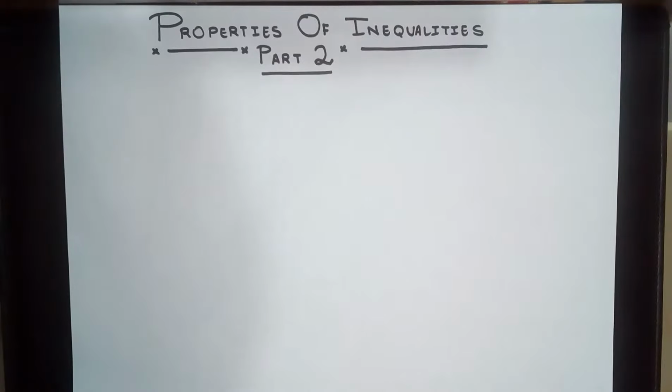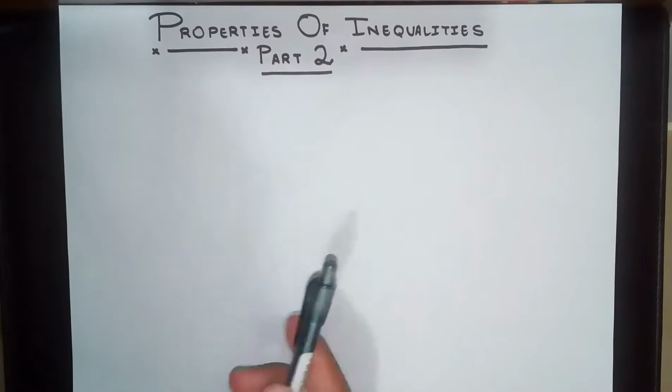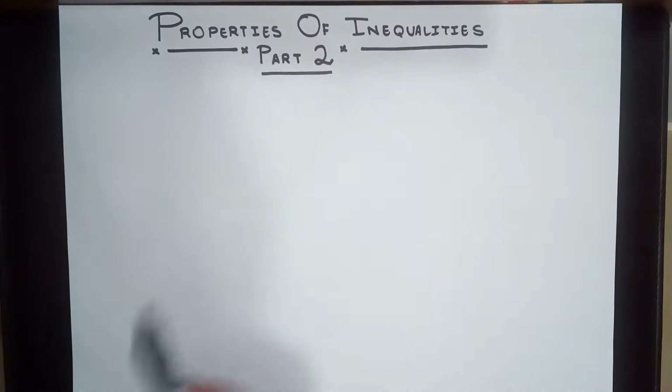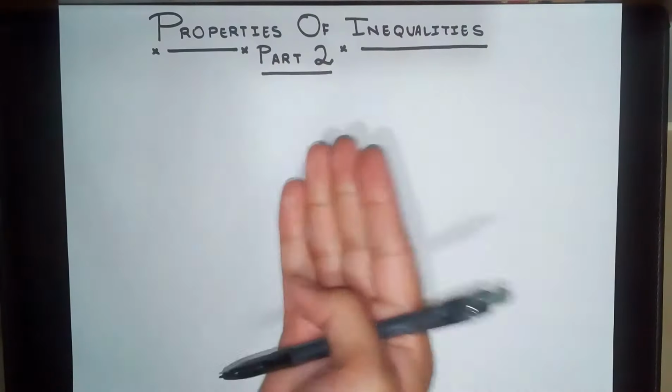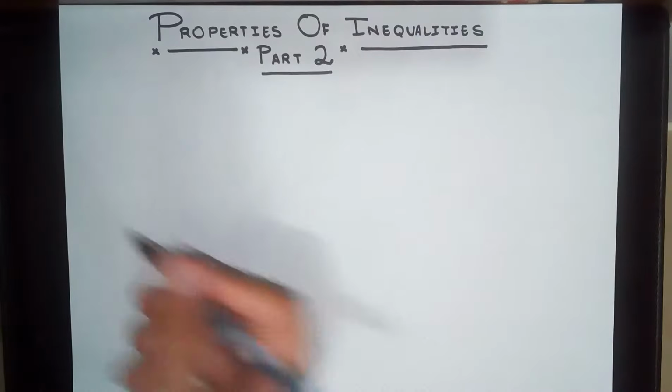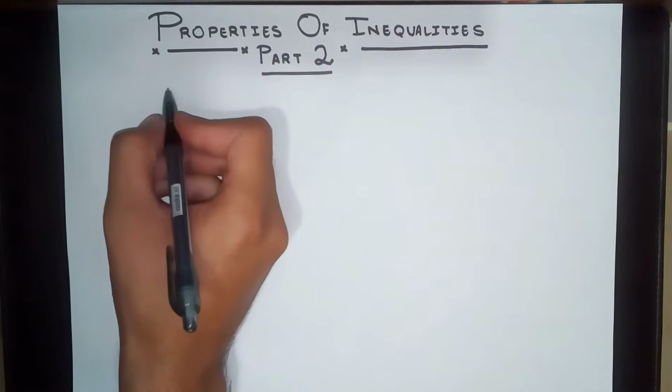Okay, so right now what we are discussing is part two of the properties of inequalities, the properties exhibited by inequalities. We have discussed three properties before. Right now we are going to be discussing the rest of the four, total seven. So let's get on with it.